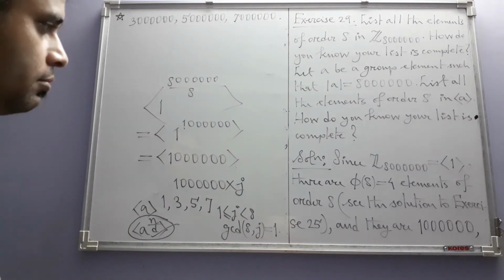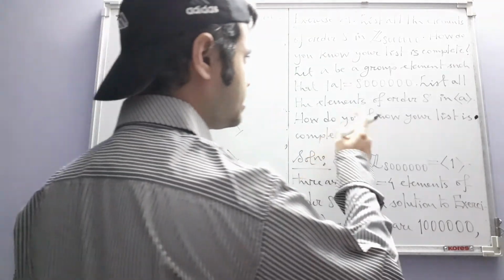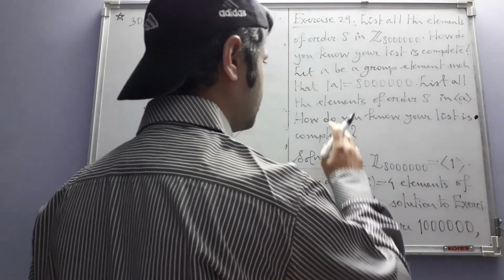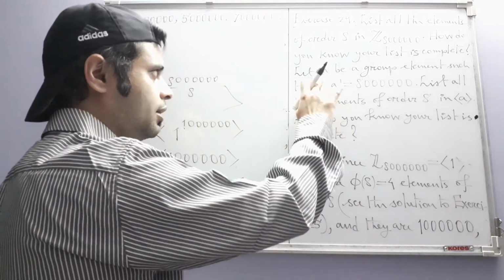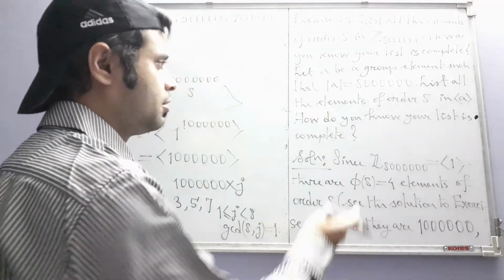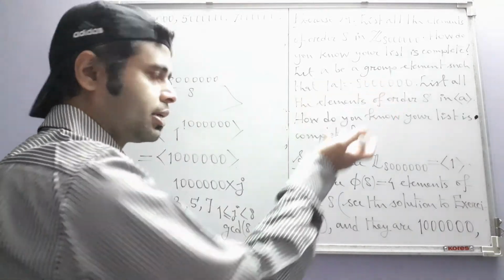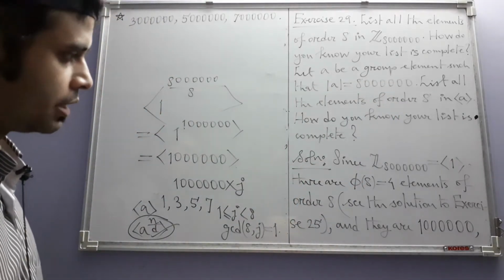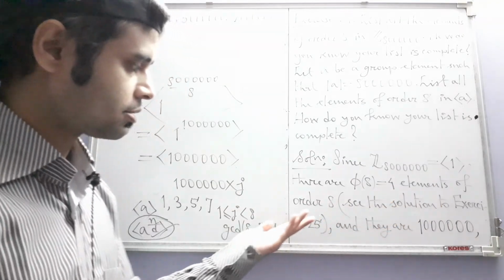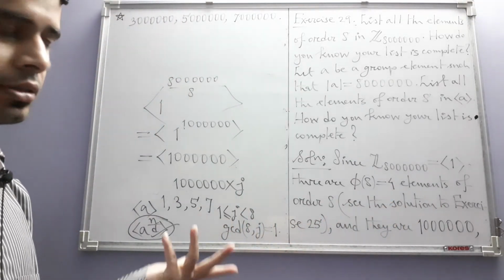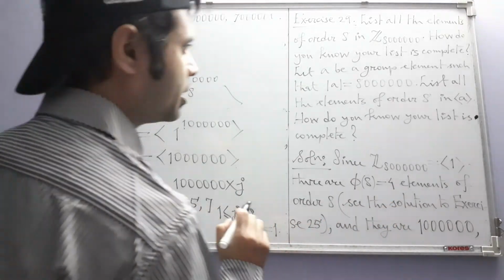Okay. And what is the second part? The second part is similar to the first one. The only difference is that here we have a general group element and its order is given. So there also you can use the solution to exercise 25 and get the things similarly.